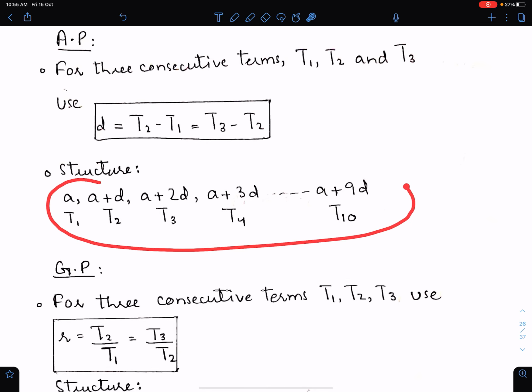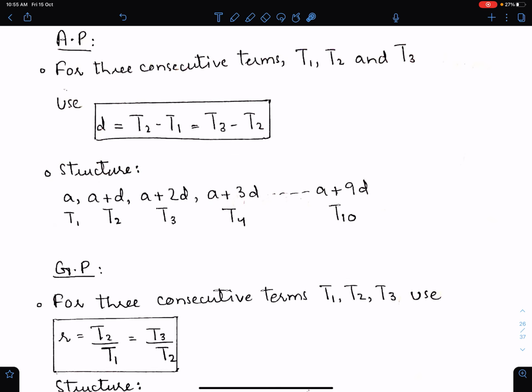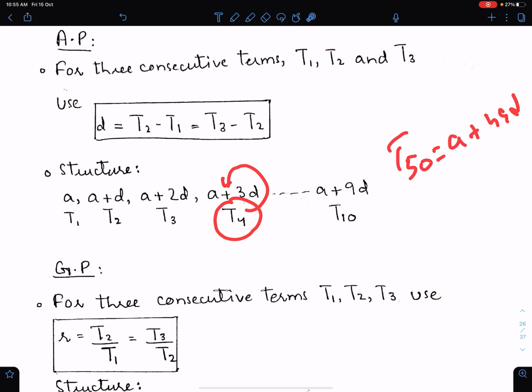This is the structure of AP. First term is A, second is A plus D, 10th is A plus 9D. See, this number is 1 less than the term number. So T4 is A plus 3D. What if I ask you to write T50? It should be A plus 49D because this number is 1 less than this number.